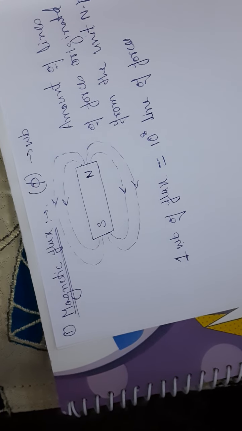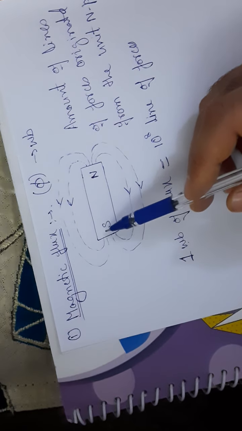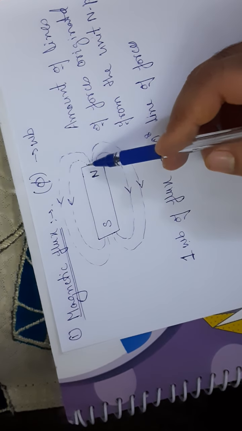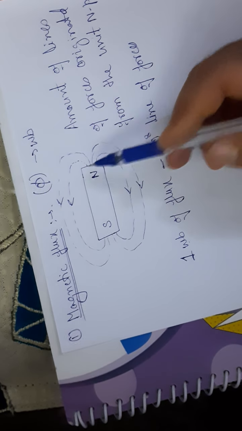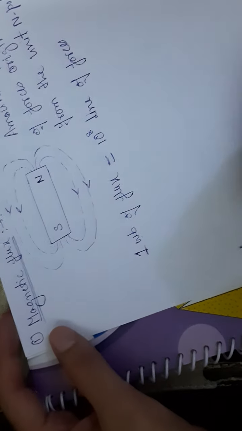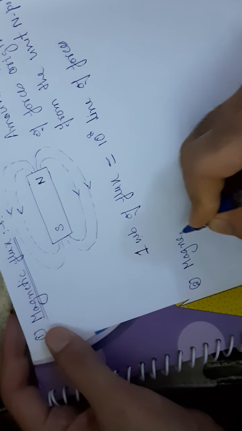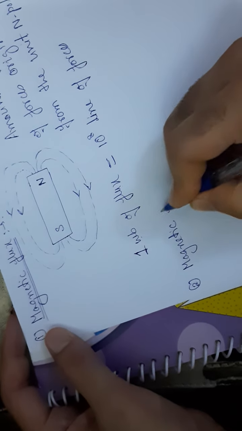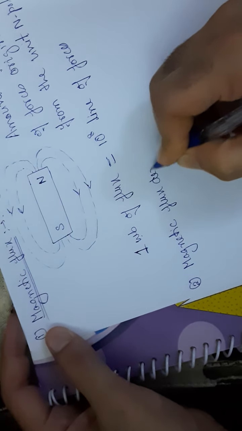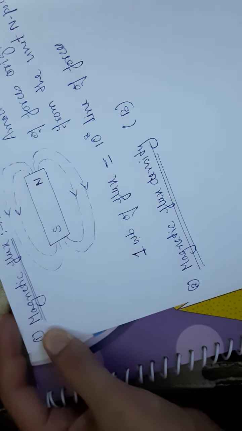So you know what flux is now: simply the amount of lines of forces originating from a unit north pole, and 1 Weber of flux is equal to 10 to the power 8 lines of forces. So this was the first term. The second terminology is magnetic flux density, denoted by the symbol capital B.